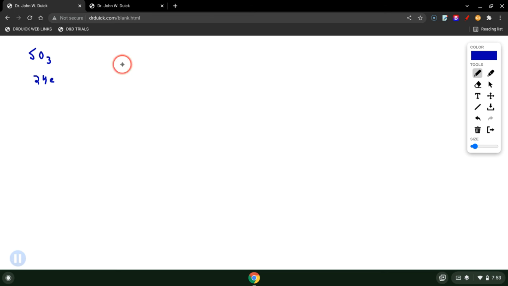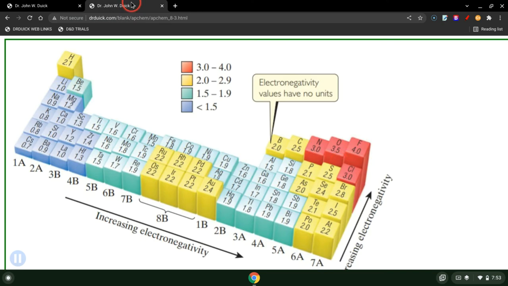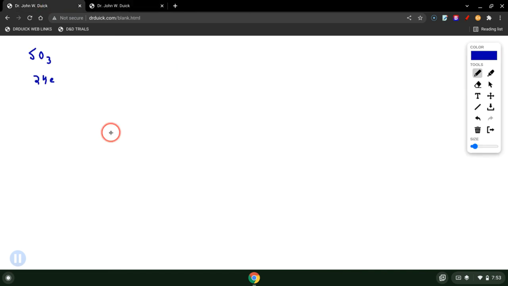What I want to do is, once again, look at the electronegativity of this thing. I know who has to be in the center. Sulfur is 2.5, oxygen is 3.5, so basically sulfur's in the middle, and the oxygens are floating around the outside of this thing.